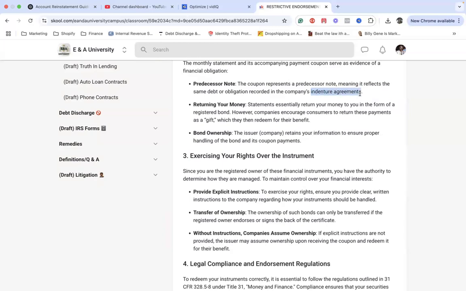And as we get into the call, we'll be talking a little bit about who indenture trustees are, because ultimately the indenture trustee is the person that we're going to be dealing with when we are discussing power of attorney, right? Because power of attorney is one of the things that we're going to need to do in order to be able to take back control of this process, right? So returning your money statements essentially returns your money to you in the form of a registered bond, right? So these are technically bonds, right?